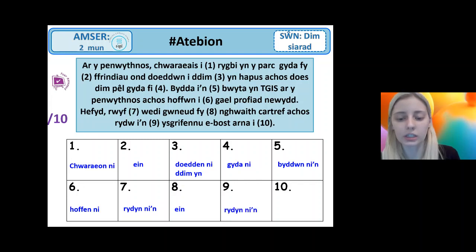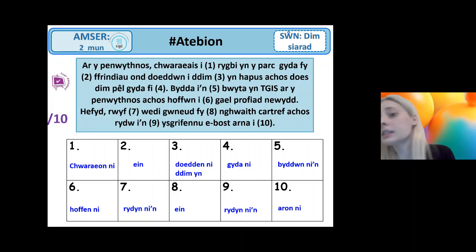Rydw i changes to Rydyn ni. And Arna i changes from Arnaf i. So remember, we need to be revising prepositions as well. And the questions today, they've asked you to switch from the first person singular to the first person plural. They could do it the other way around. So there's nothing stopping the examiner from changing it up a bit in the exam.